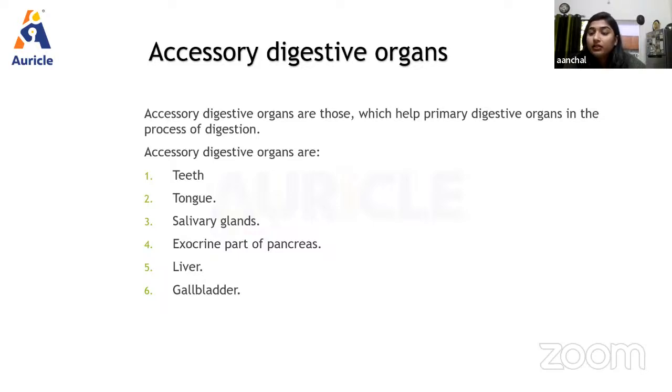Then next we have the liver. Liver is a very important organ, and here in GIT, the main role of the liver is to secrete bile. And bile is important for the emulsification of fat. Then last we have the gallbladder. Gallbladder here is responsible for the storage of bile.